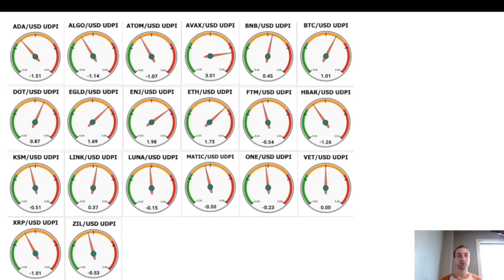And so right now is probably not the time to be looking at Avalanche. No knock on Avalanche, good project, good ecosystem, but very high risk right now after the move that it's put in.